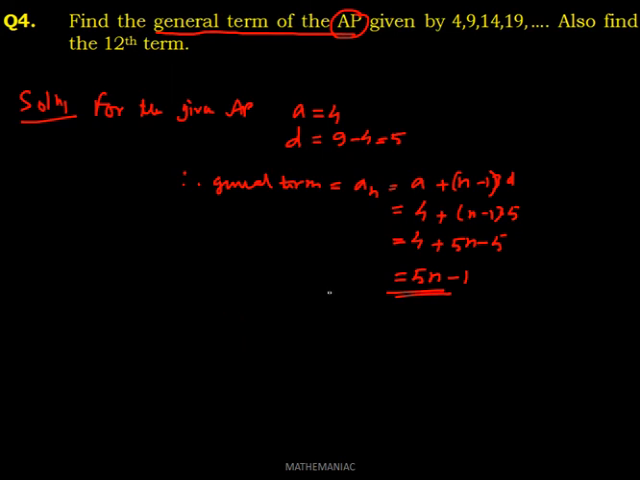And now from here, this is the formula for an. So if somebody asks you, like here it is asked for the 12th term, n should be replaced straight away by 12, and you work out 12 times 5 is 60, then 60 minus 1 is 59. So this is the 12th term, right?